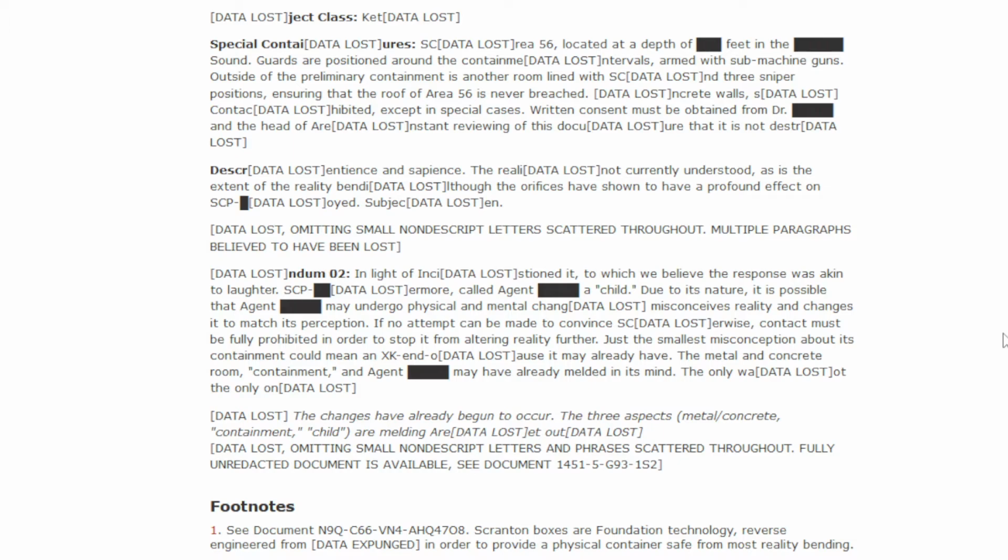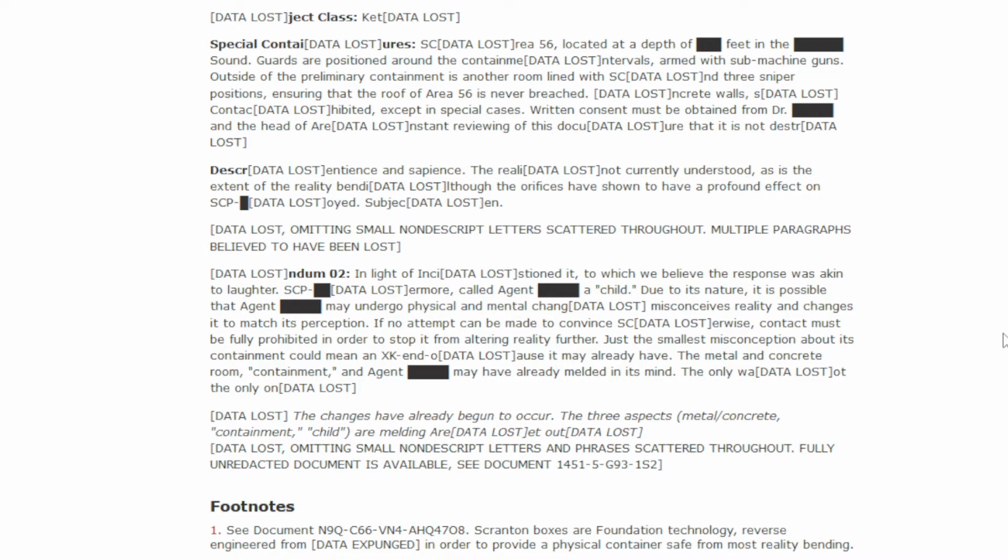Due to its nature, it is possible that agent [blank] may undergo physical and mental changes, misconceives reality and changes to match its perception. If no attempt is made to convince [blank] otherwise, contact must be fully prohibited in order to stop it from altering reality further. The smallest misconception about its containment could mean that XK end of [blank] may have already been used. The metal concrete room containment and the agent [blank] have already been melded into its mind. The only [blank] way is to [blank].